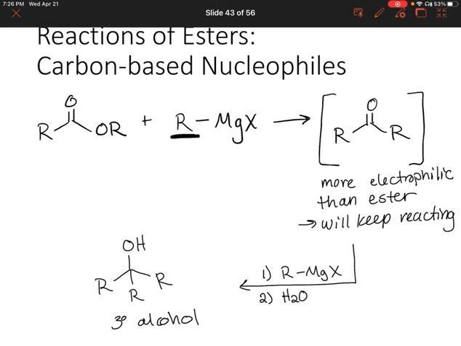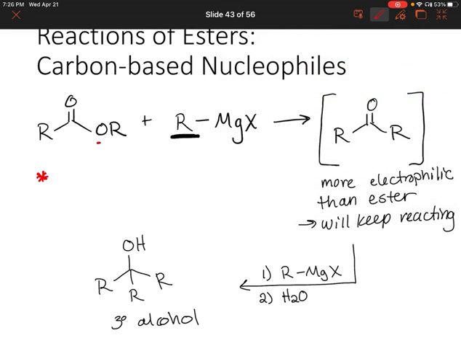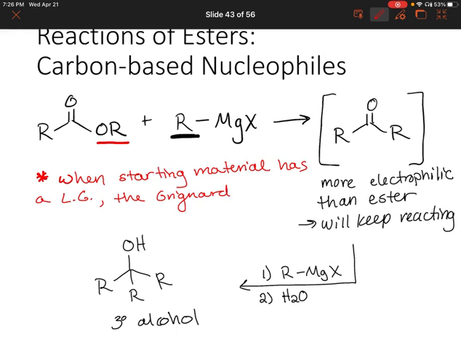Okay, so in general, when your starting material has a leaving group, like an ester does, so OR is our leaving group, the Grignard reagent is going to keep attacking our carbonyl carbon. All right, so again, when your starting material has a leaving group, which most of our carboxylic acid derivatives do have, then the Grignard reagent will just keep attacking the carbonyl carbon until it can't attack anymore. So that typically will result in that tertiary alcohol.